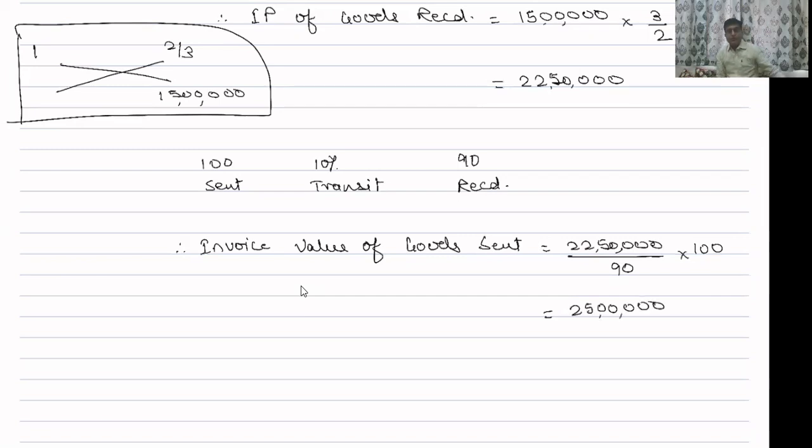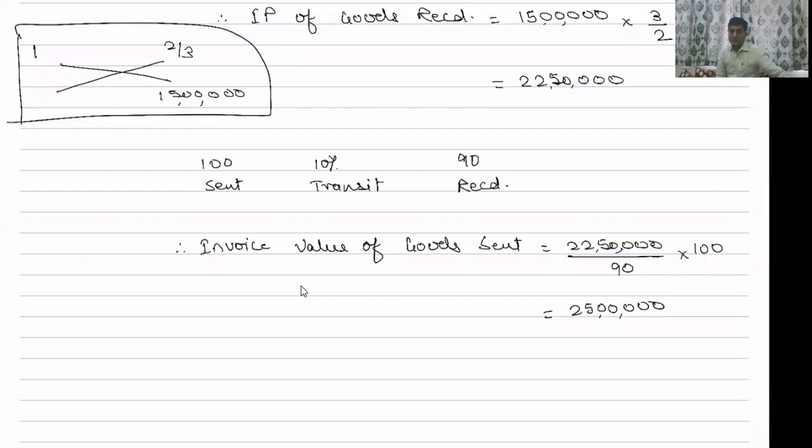This 25 lakh rupees is what? The invoice value, not the cost of goods sent. क्योंकि जब तक मुझे कोई एक particular value goods sent से नहीं मिलेगी, तब तक how will I be able to arrive at the cost of goods sent? So I first calculated what? The invoice value or the invoice price of the goods sent. Did you understand this point?